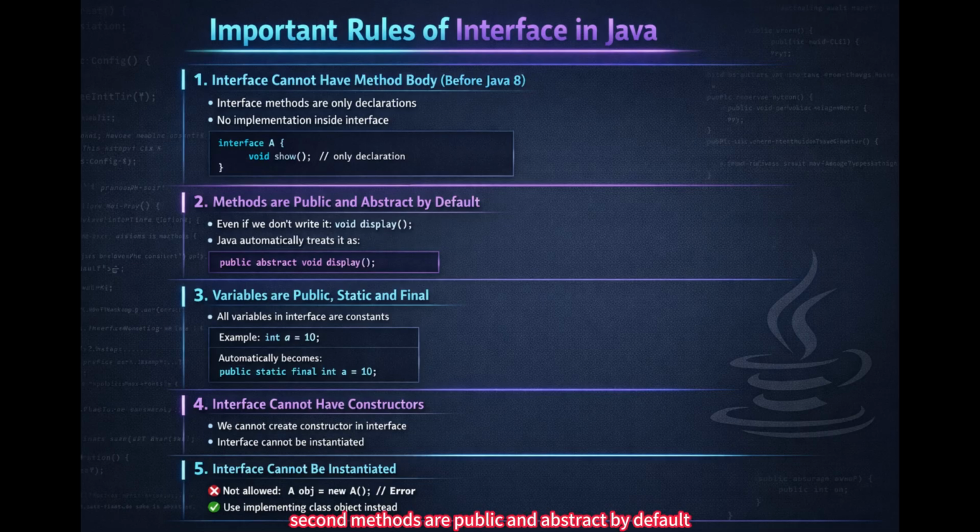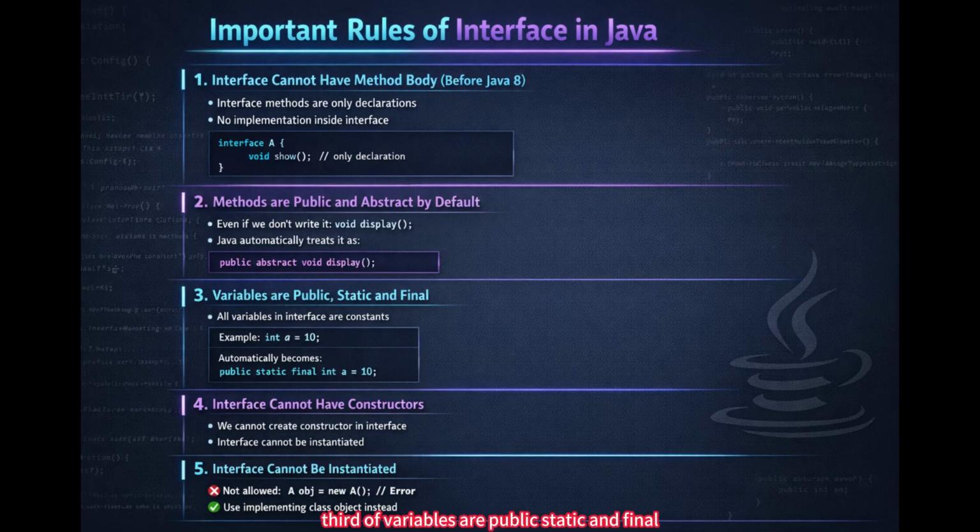Second, methods are public and abstract by default. Even if we write void display, Java automatically treats it as public abstract void display. So writing public and abstract is optional in an interface.